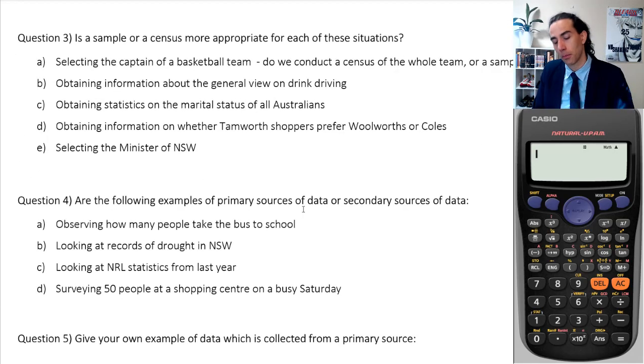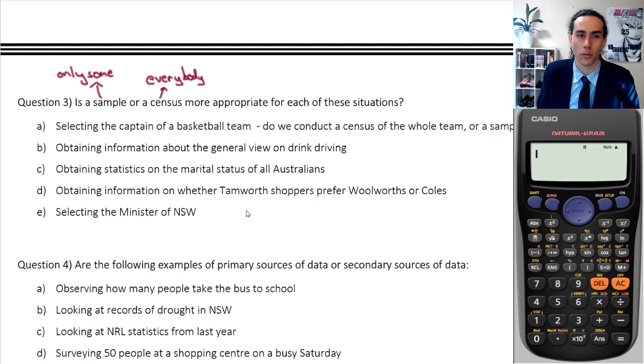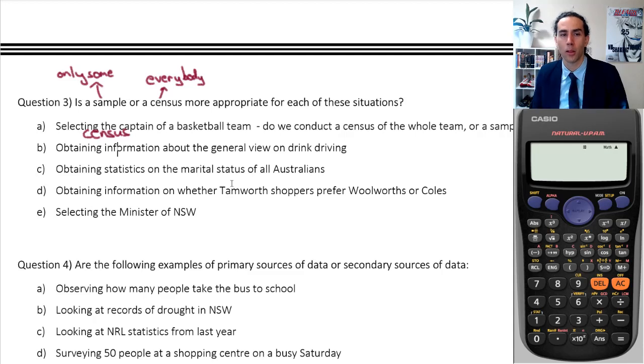So, census or sample. Oh, we're back to that one. Census or sample. So, captain of basketball team. Do you ask some people or everyone? You got to ask everyone. So, census, everybody. Sample is only some people. You're only asking some people. So, I've done the first one for you already. The first one we said was a census. Have a go at the other ones there. I'm going to pause. Answers when you unpause.